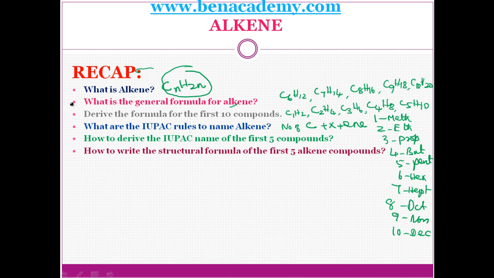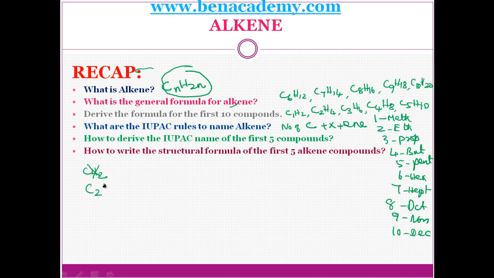Now, what is the last one? How to derive the IUPAC name of the first 5 compounds. It's so simple. The first compound we have taken is CH2. I already told you it cannot exist, so let us forget about it.